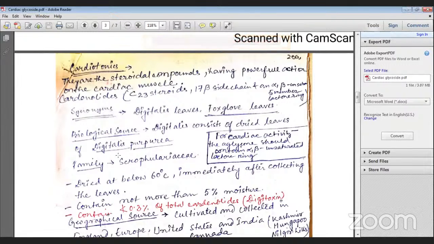Next are the details of digitalis. Digitalis is also known as foxglove.